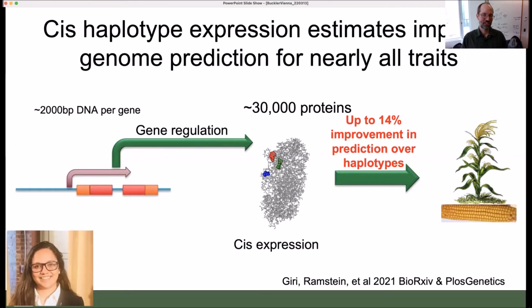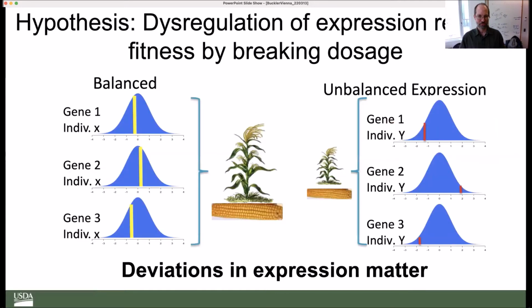So I think what this suggests is that if we can identify and create models to estimate that cis haplotype expression, we could likely improve genome-wide prediction for nearly all traits. Now the question is, how well can we actually predict that from straight DNA sequence? Because here we're having to essentially impute it.